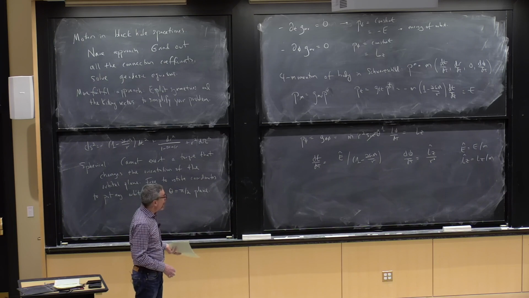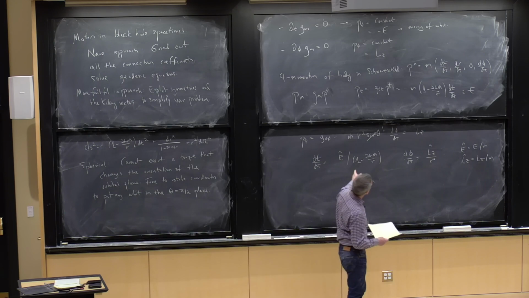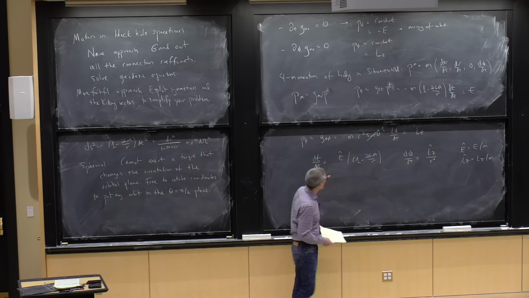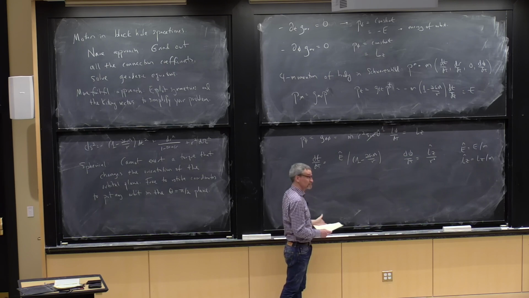Okay, so that's kind of cool. So I've now managed to relate two of the three components of the four momentum to functions of r and quantities that are known to be constant. That's good. We have one more overall constraint.